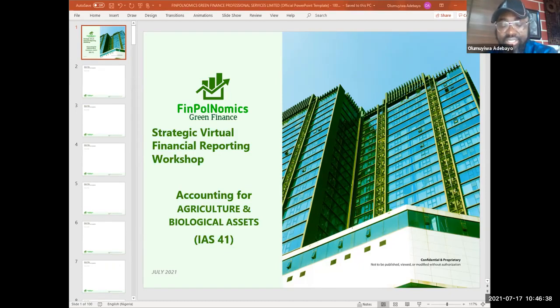Therefore, it is of importance and essence that, though the contribution of agriculture varies from country to country, we understand that it is of greater importance. And the reason why we have a separate standard for agriculture and biological assets is because of the diversity or complexities it has with respect to accounting treatments. Because the nature of it is characterized by differences in the nature and development of such an asset, okay? As it relates to living plants and animals.